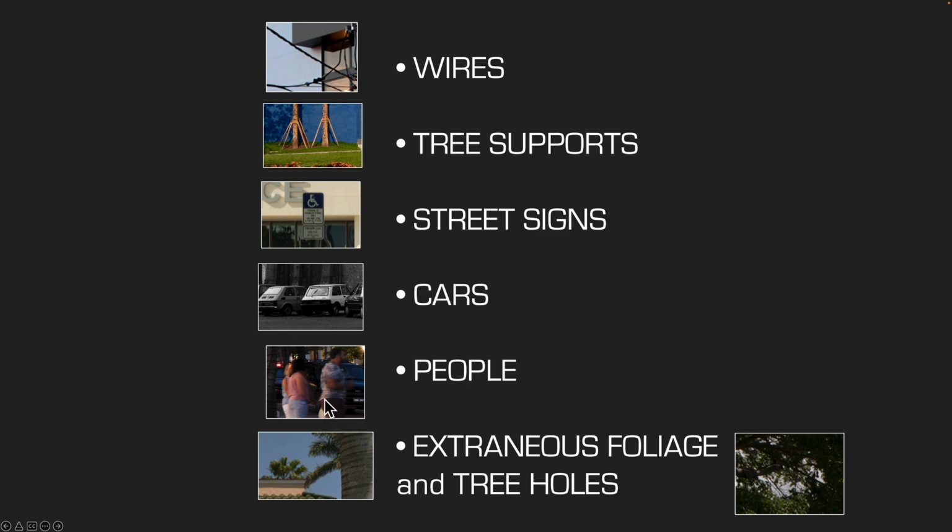People. We talked in an earlier video about where to place people in your shots. That's great if you can control it, but very often you can't, and you're going to have people in various parts of your image that you're not going to want there for one reason or another. And lastly, extraneous foliage and what I call tree holes. We've talked about this in an earlier video, and everything is compositional, but you can now remove these things to a degree you never could before.